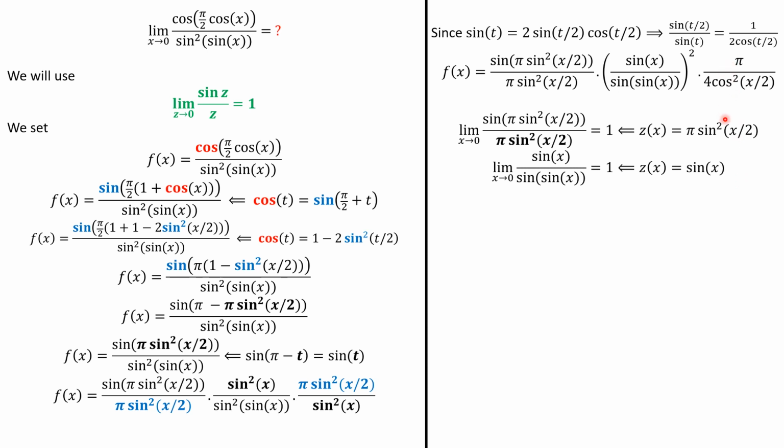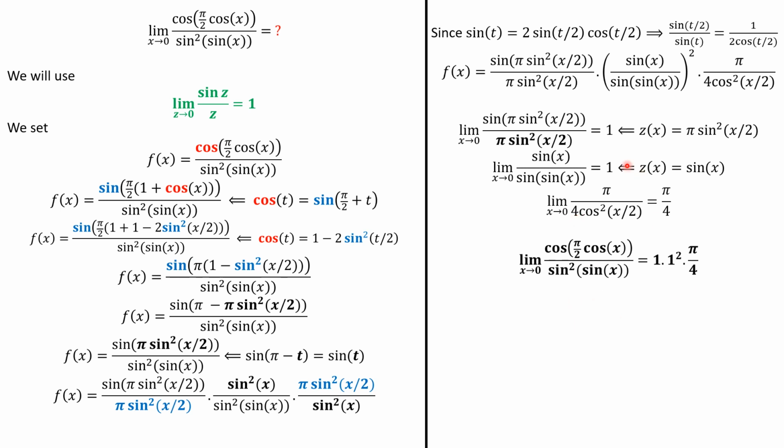And the third term is straightforward. Since this function is continuous around 0, the limit is going to be pi over 4 times cosine 0. But cosine 0 is 1, so this is pi over 4. I mean cosine squared, but it is still pi over 4. And therefore, the limit of f(x) is 1 here, multiplied by 1 squared, multiplied by pi over 4. So the limit we were looking for is pi over 4, and we're done.